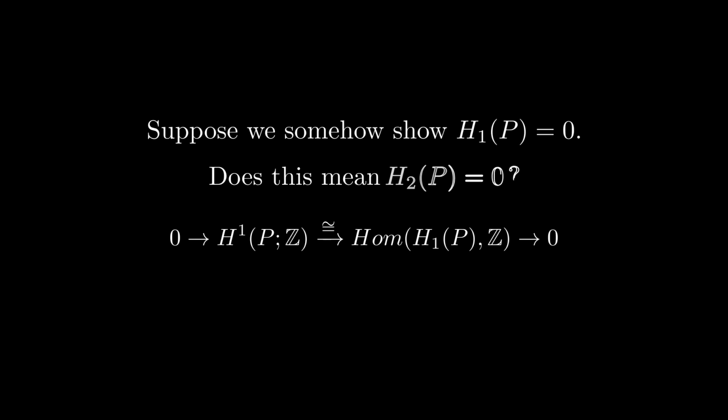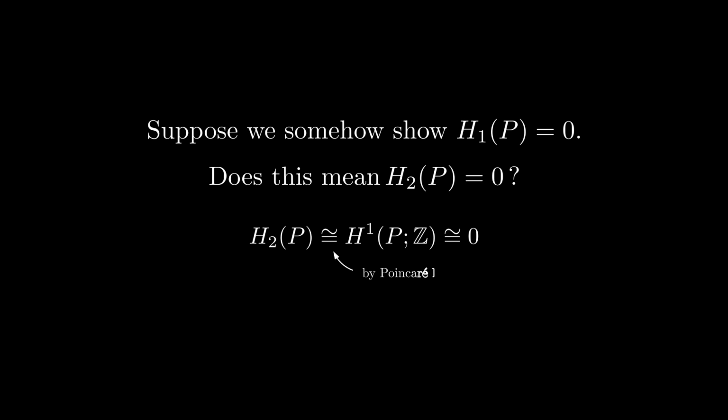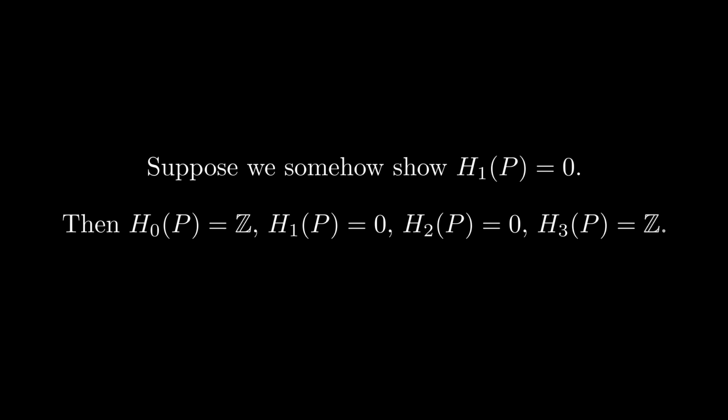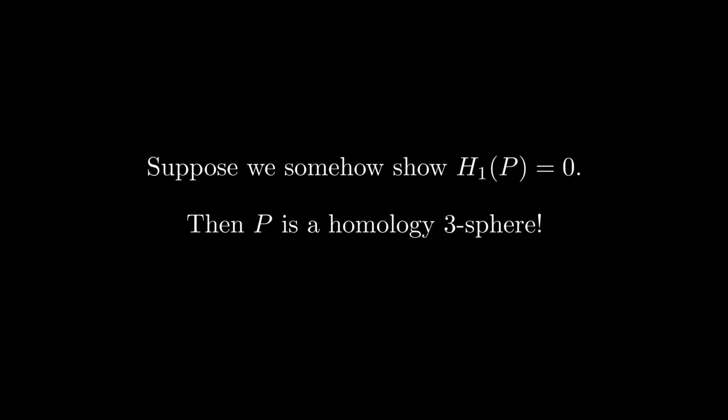Suppose we somehow found a way to show that H1 is 0. What would this tell us about H2? Well, let's plug in H1 equals 0 into our sequence. What are the group homomorphisms from the trivial group into Z? Well, there's only the 0 map, so Hom is the trivial group, and therefore the first cohomology group is also 0. But by Poincaré duality, this is the second homology group. So then the homology groups of P would be Z, 0, 0, Z, the homology groups of the sphere, and therefore we would conclude that P is a homology 3-sphere.